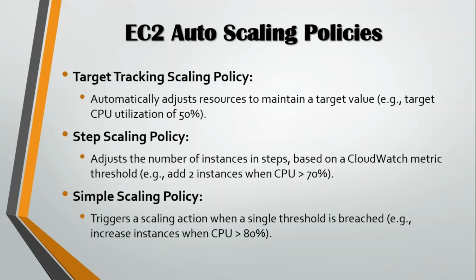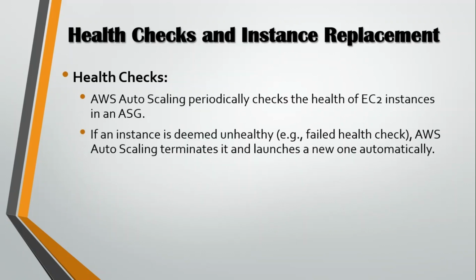This policy triggers an action when a single threshold is reached. For example, if CPU utilization goes over 80%, it adds an instance, but there is no complex logic involved like in step scaling. Health checks are a critical part of autoscaling.